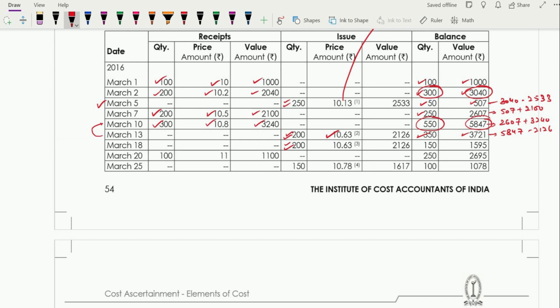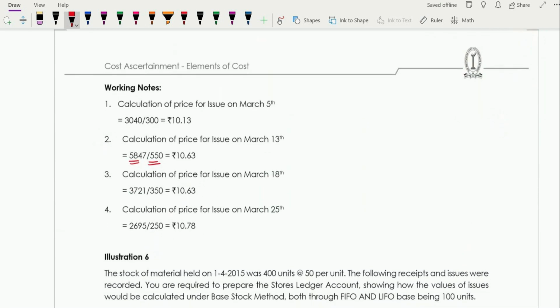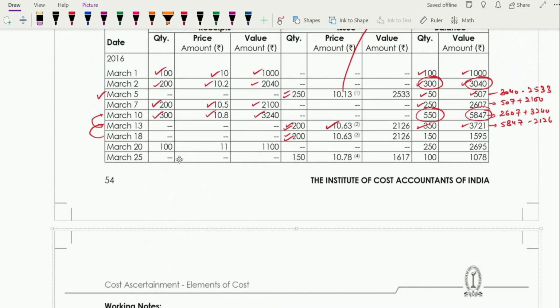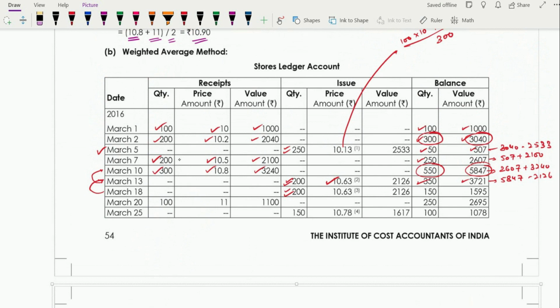Even if you want to go by the previous date, here also if you calculate 3721 divided by 350, it is 10.63. It is going to remain the same, right? So 10.63 is the value, remaining is 150 units, and this is 3721 minus 2126.